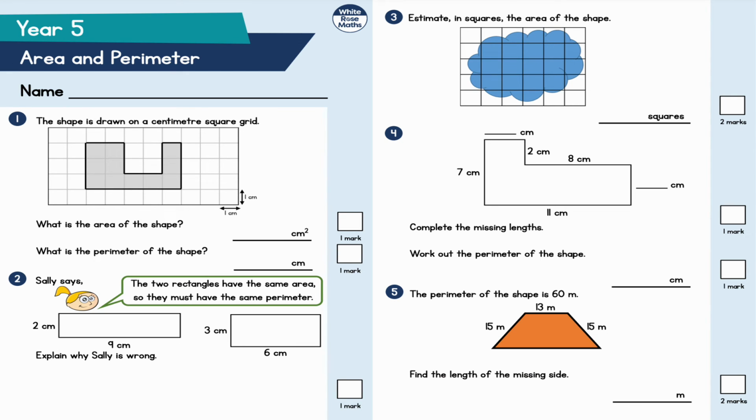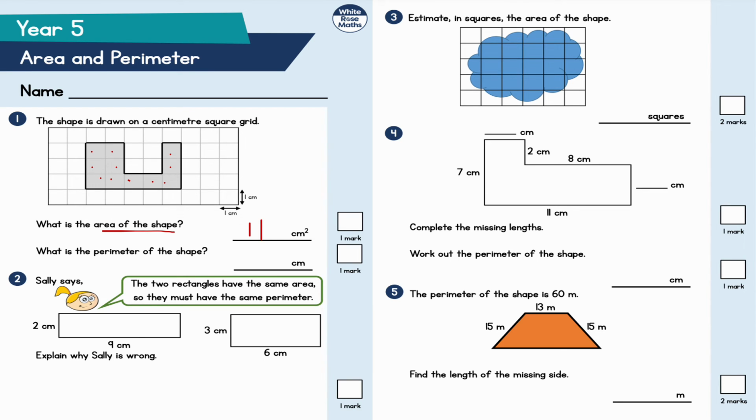Okay, we're now on the last section for today's video, which is Year 5 Area and Perimeter, again from the White Rose Maths website. The shape is drawn on a centimetre square grid, so it's 1 by 1. What is the area of the shape? Now what I'm going to do is count the squares. 1, 2, 3, 4, 5, 6, 7, 8, 9, 10, 11. 11.